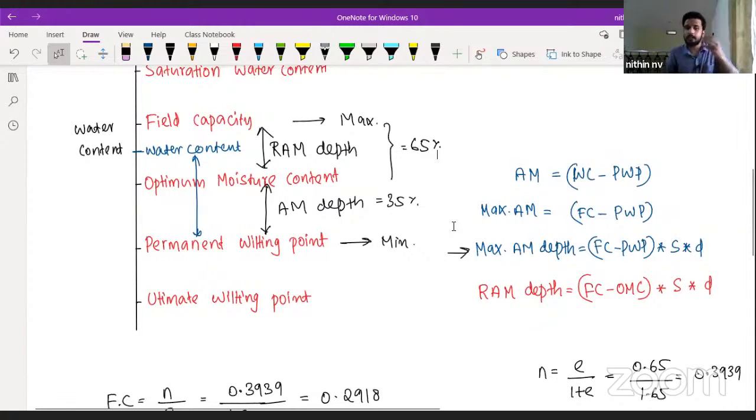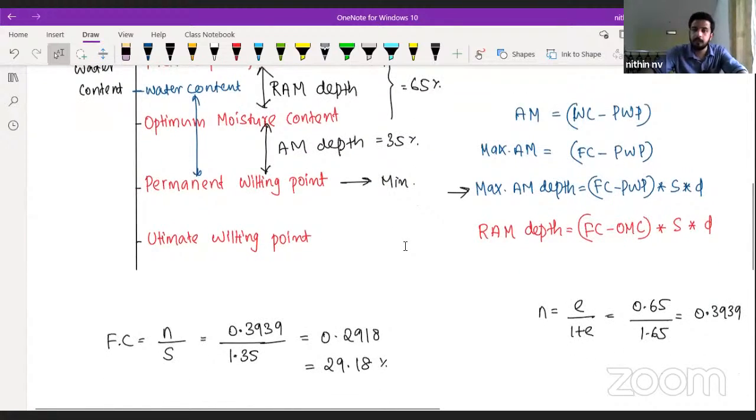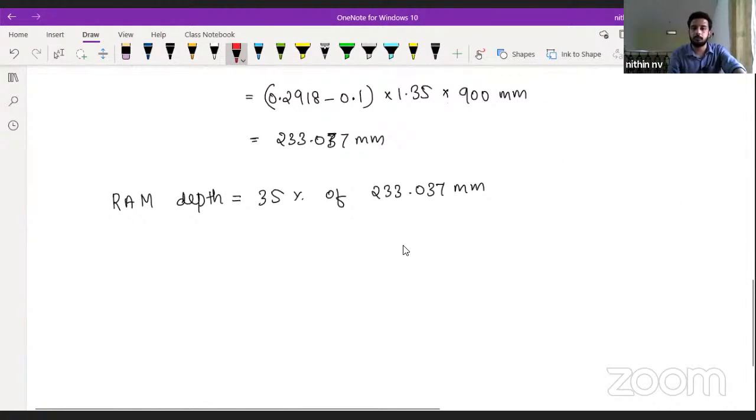Are you understanding? So they can give it in two or three ways. Either they can directly give optimum moisture content, or they can give that readily available moisture is 65% of the maximum available moisture depth, or they can give available moisture depth is 35% of the total or maximum available moisture depth. Is it clear? Everyone, this can be the next test. If you make a mistake there, your entire answer is going to change.